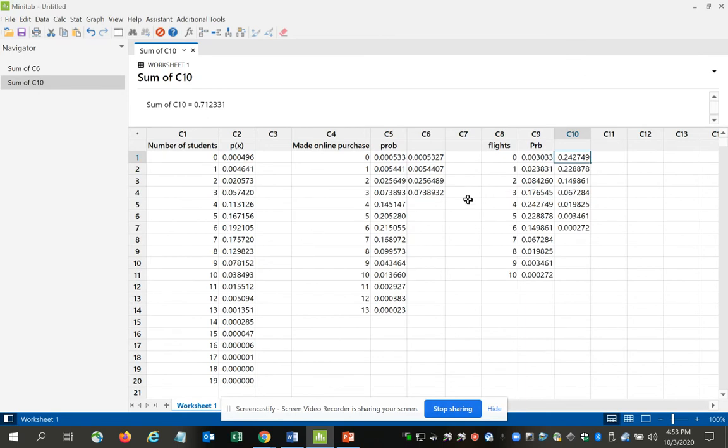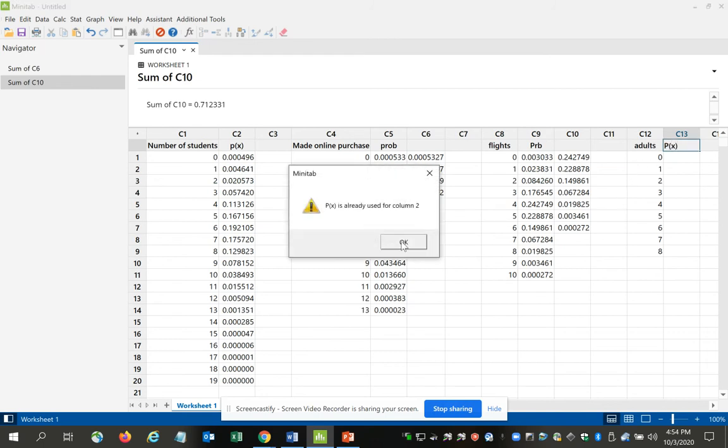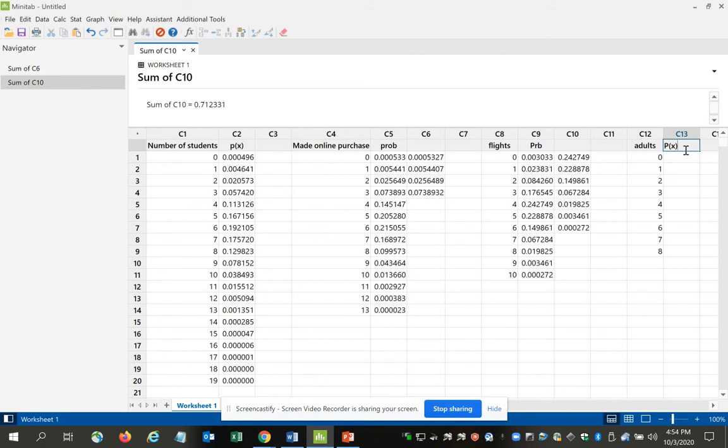Okay, so I'm going back out to MINITAB. This time I'm going to go to column 12. And we're doing adults, and we have 8, so we can do 0, 1, 2, 3, 4, 5, 6, 7, 8. Guys, you got to make sure you include the 8 each time.